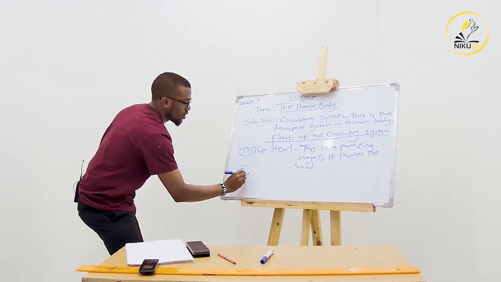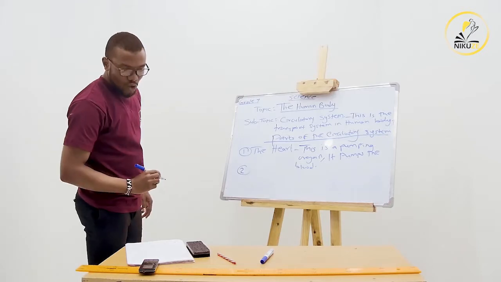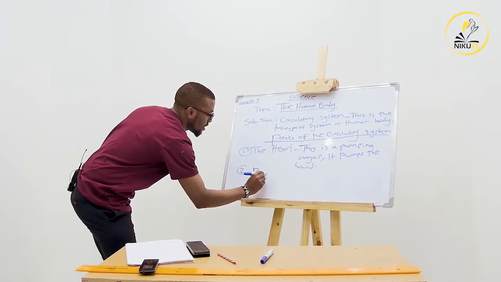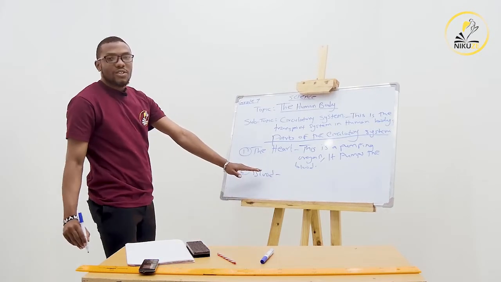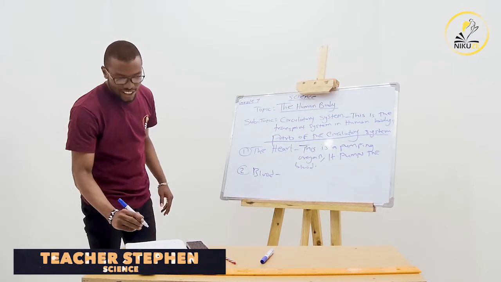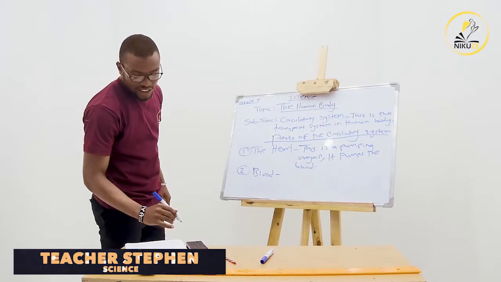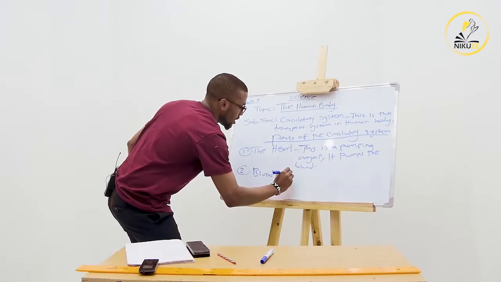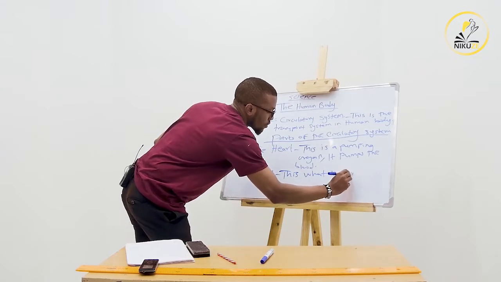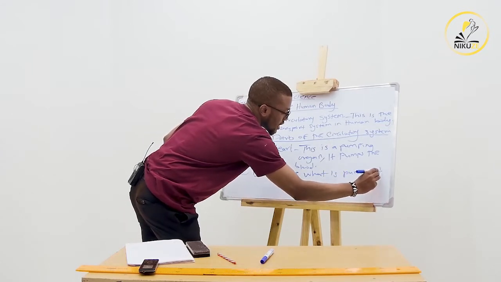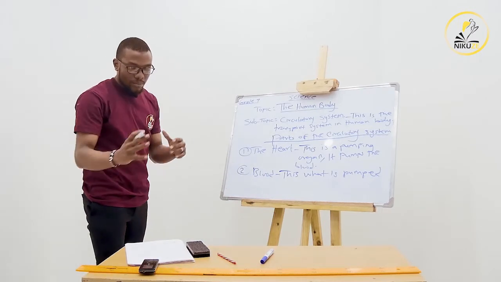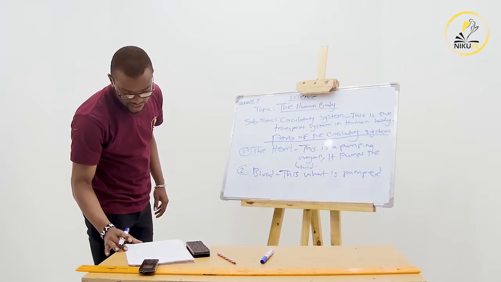Number two, part of the circulatory system, we have got the blood. This is the fluid that is being pumped. Remember, the heart is not pumping water, it is pumping the blood. So we can say this is what is being pumped. Or you can also say the transporting fluid, what is being transported from the heart to other parts of the body. It is the blood.